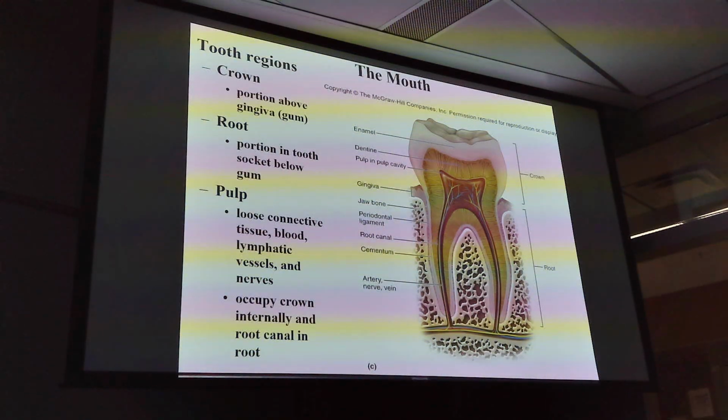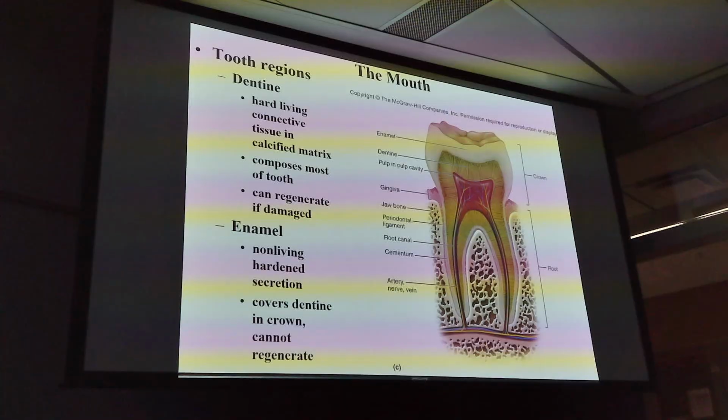That's the pulp. So this picture is in your book. You should know it. What is dentine and what is enamel? Enamel is non-living, the hardened stuff on the top. It's this part on the top of the tooth. So you've got the crown, you've got the gum, you've got the root. The red is the pulp. This is the enamel. Enamel is dead. It cannot regenerate itself.